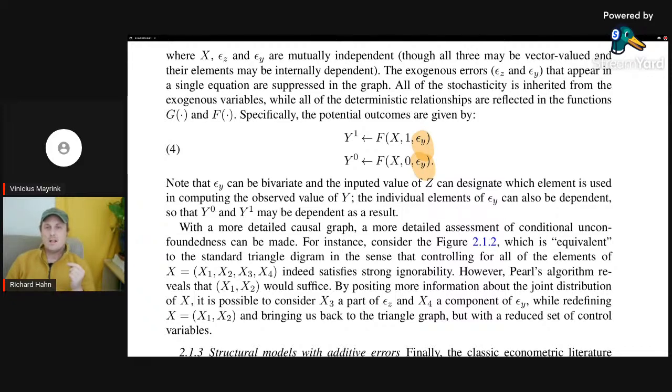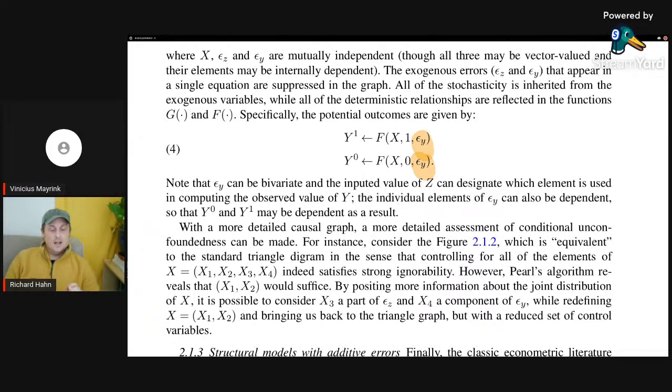So as long as epsilon y is independent of all of the x's and z, then I can write down the model this way. It can be multivariate. And in particular, you can have interactions between x and z and epsilon within that function, right? And the values of x can pick out different things.